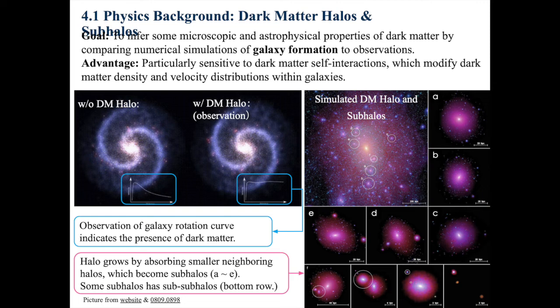As you can see from the bottom row here, some of the subhalos may also display further substructures, which we call sub-subhalos. Since right now our observational precision is not yet that advanced, it may be hard to resolve such sub-subhalos. Therefore, for now, we just stop at the subhalo level and only concern ourselves with a halo composed of a few subhalos. So now we know dark matter halos have interesting substructures.